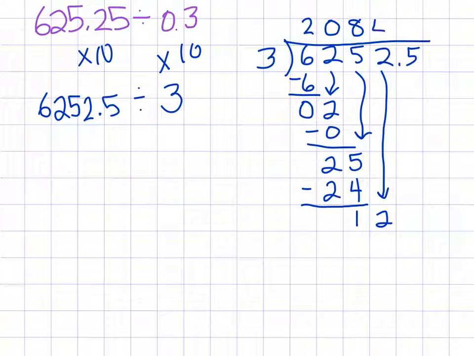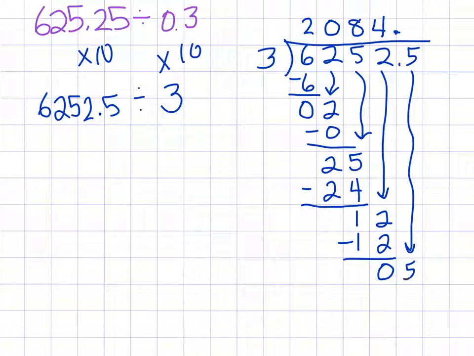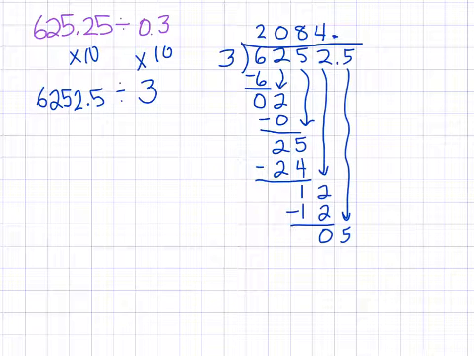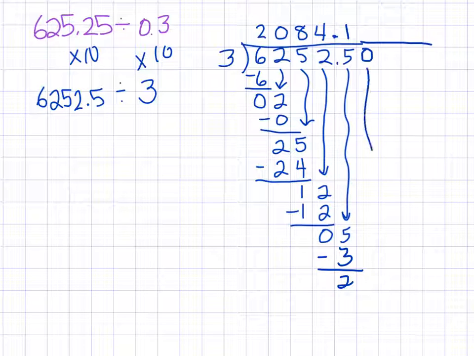3 goes into 12 4 times, 0. But I'm not quite done. I still have my decimal. I'm going to go ahead and put my decimal up here so I don't forget. Bring down my 5. 3 goes into 5 one time, with 2 left over. And I'm not quite done, so I have to stick on a 0 there. Continue on. Bring down that 0.